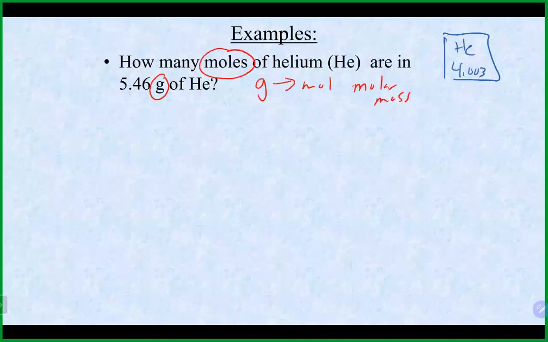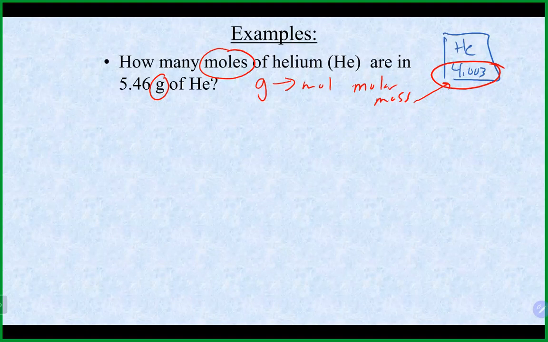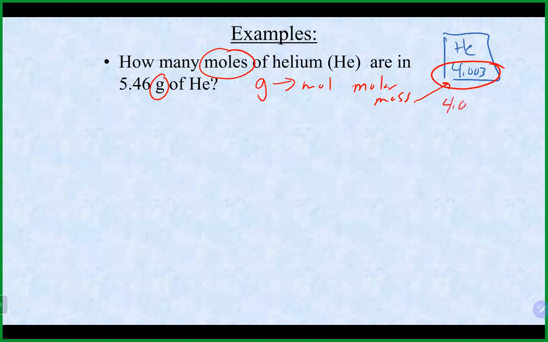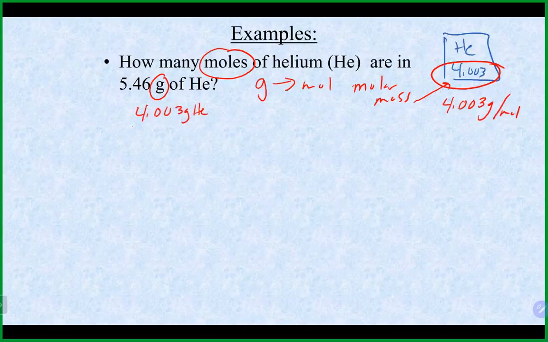And the molar mass, once again, comes from the periodic table. When we pull that number off the periodic table, the molar mass of helium is 4.003 grams per mole, which we could use as a conversion factor, again showing dimensional analysis: 4.003 grams of helium per mole of helium.